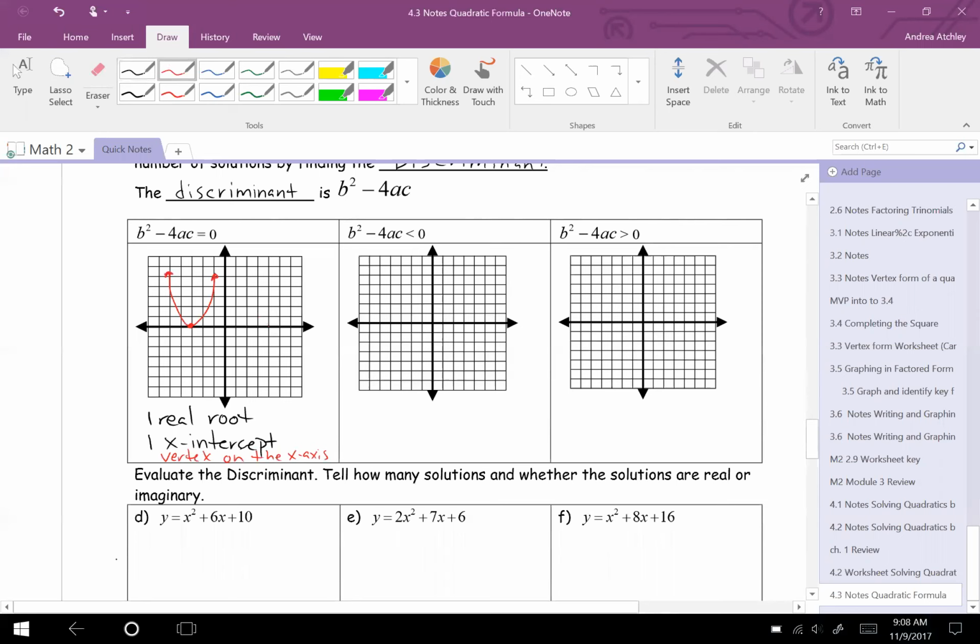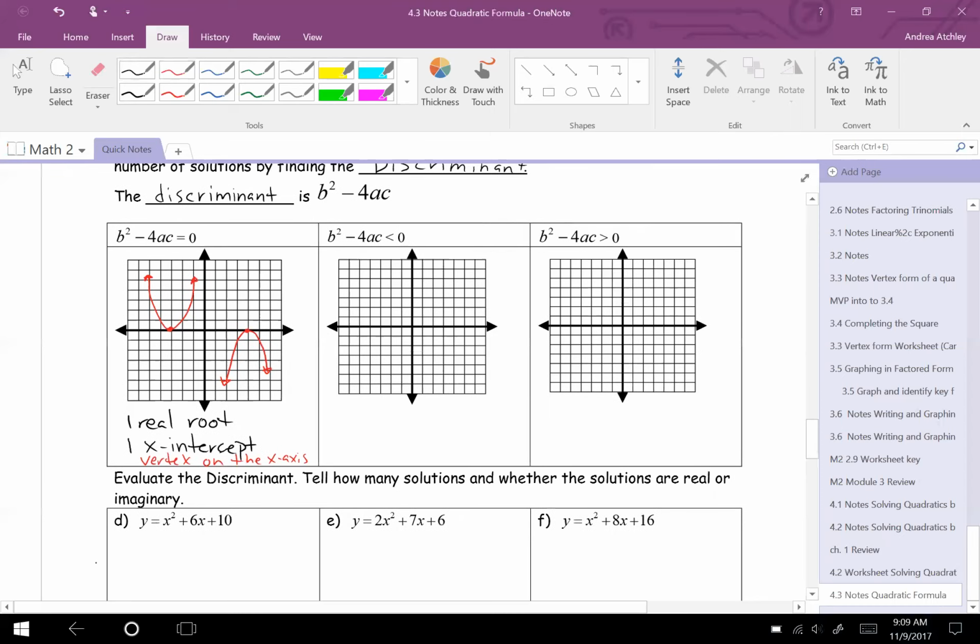It could also be facing down with the vertex on the x-axis. Something like this. The key is just that the graph is going to have the vertex on the x-axis.